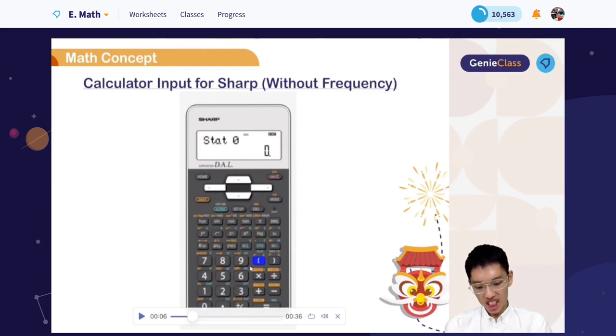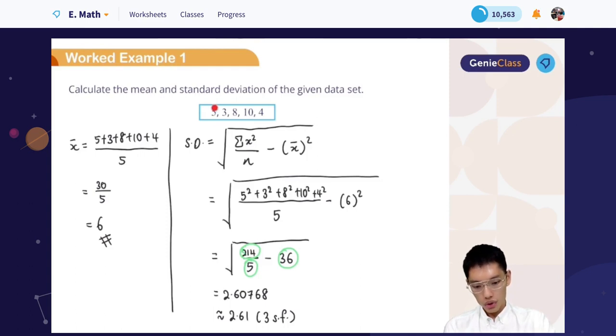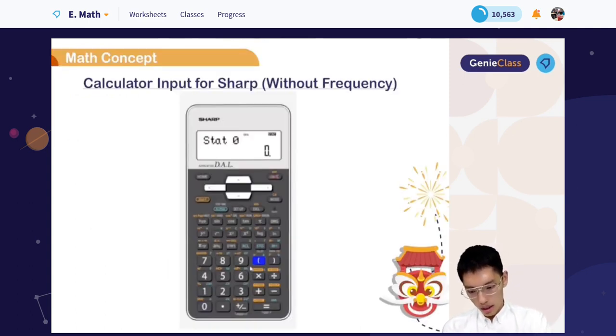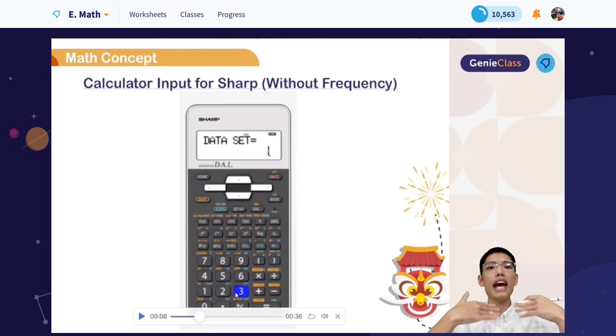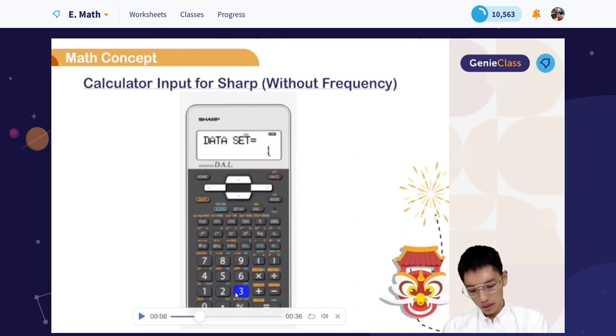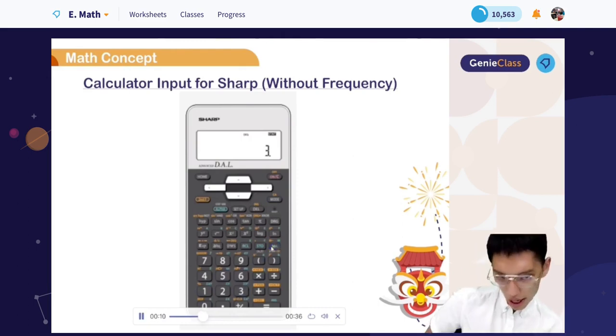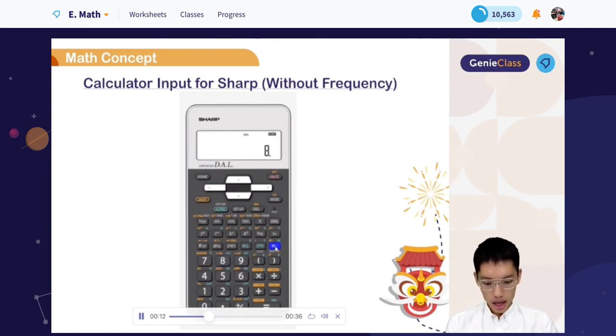Next up, you key in the data values from the previous one. Again, recap: 5, 3, 8, 10, 4. So you go back. Key in that 5. Key in the M plus button. There's an M plus button over here. M plus means to add the data value. So carrying on, just let the video run. 8. Again, so you see there are 3 data, 4, and lastly 5.